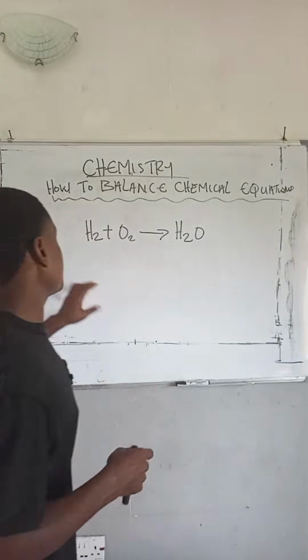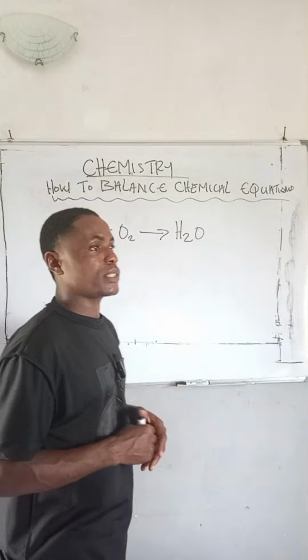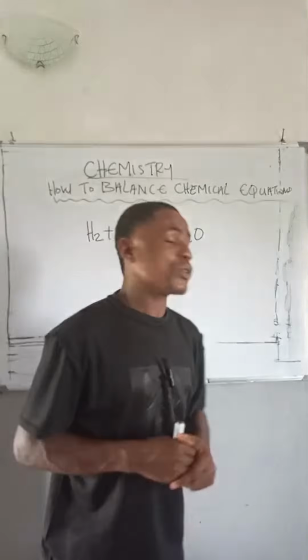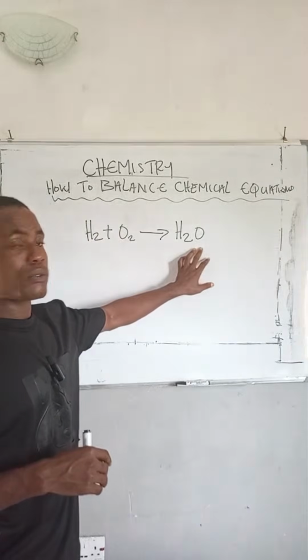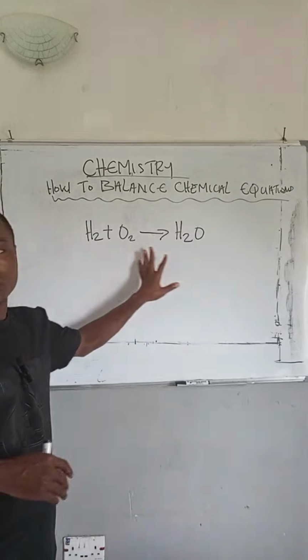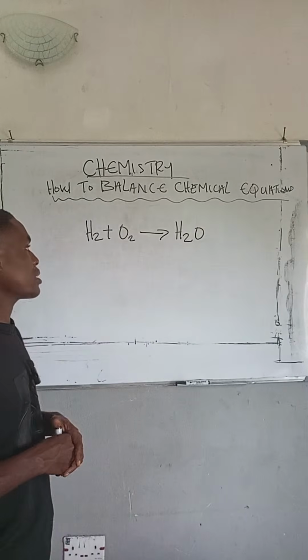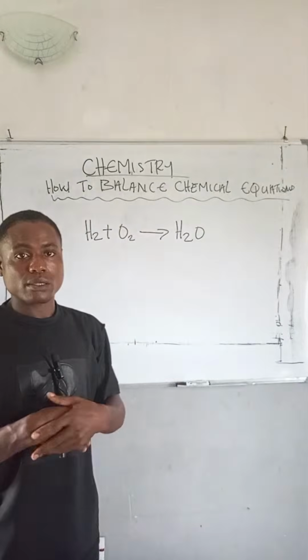Okay. Now the first equation here is hydrogen reacting with oxygen to give the product, which is water. So we're making use of this simpler one to cite an example. Then after this one, we move straight to complex ones. Okay.